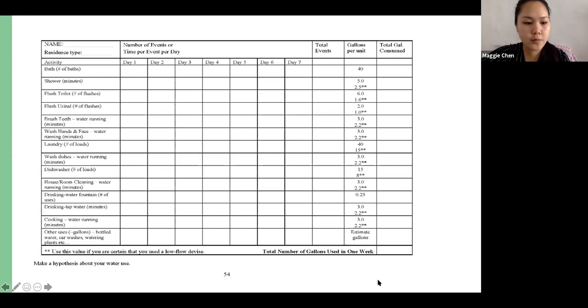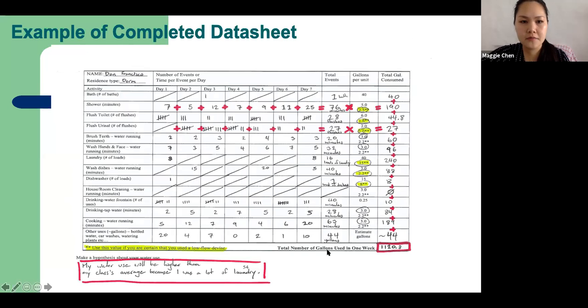As an example, a filled out version of this water use sheet would look like this. At the top, you would tally up over this entire week the number of flushes, or how long you've taken your shower in minutes, and all of that.